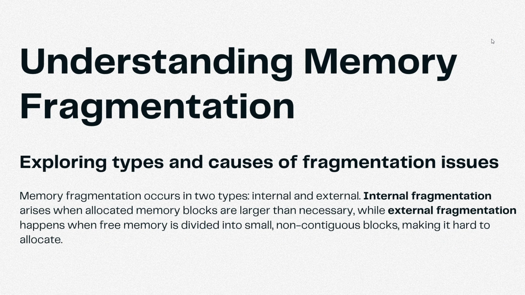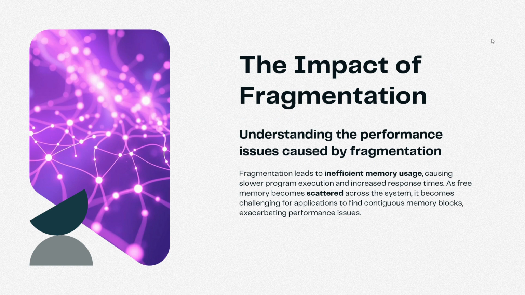Imagine memory as a long shelf and books as programs. Over time, some books are removed and smaller books are added in between. Now, if you want to place a big book, even if the total space is enough, there is no single contiguous slot. That's fragmentation. There is also internal fragmentation, where a process is allocated more memory than it actually needs, but compaction is primarily used to resolve external fragmentation.